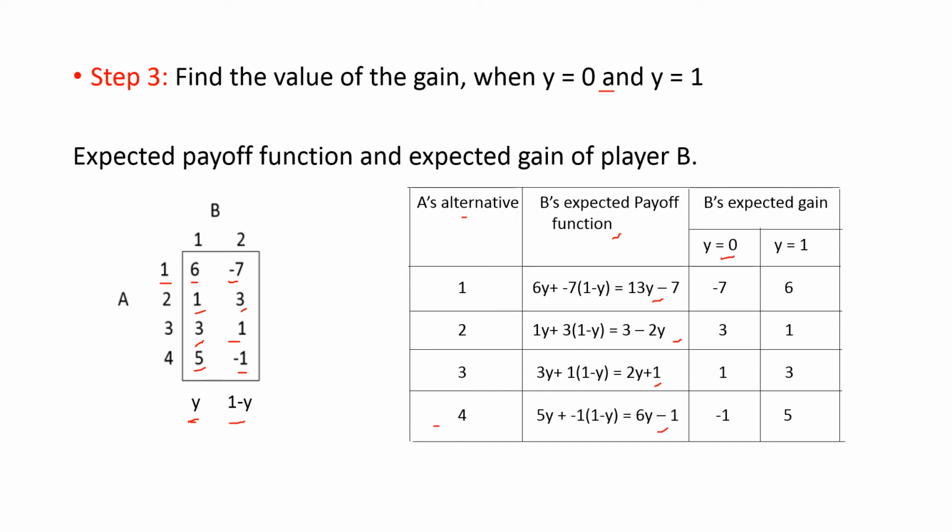Substitute y equal to 0 and y equal to 1 in the equations and get the corresponding values. One point to note: for y equal to 0, the values are minus 7, 3, 1 and minus 1. For y equal to 1, they are 6, 1, 3 and 5. See the values: 6, 1, 3 and 5, the same as for strategy 1 of B. And here minus 7, 3, 1 and minus 1. This is how to check the correctness of the solution.